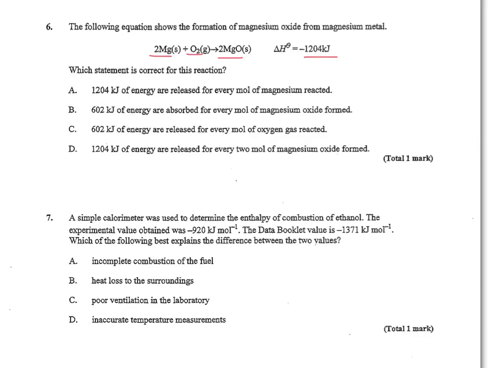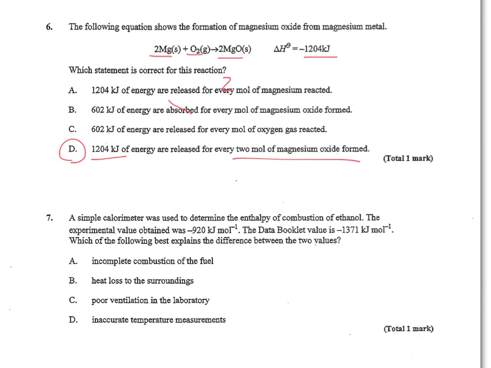So 1204 is released for every 2 moles of magnesium. 602 kilojoules of energy are absorbed. The negative lets you know that absorbed is not going to be in the running, so B is out of it. C, 602 kilojoules of energy are released for every mole of oxygen gas reacted. That's not true. It's negative 1204 kilojoules per 1 mole. So D is our only correct one, 1204 kilojoules for every 2 moles of magnesium oxide formed.